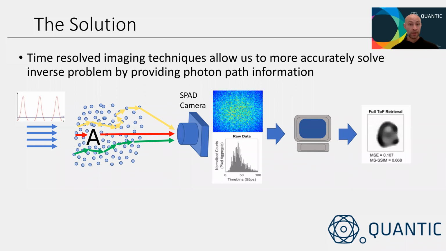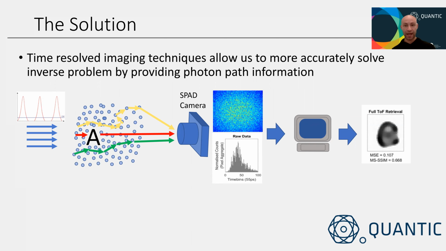We're solving the problem by using SPAD cameras, and SPAD cameras collect the arrival time of photons in addition to their spatial location. So this figure illustrates our method. On the left, we have pulsed laser light incident on an object which is embedded in a scattering medium. And here the object is given by an A, but in a real life application, it would be something like the blood vessels inside the brain.